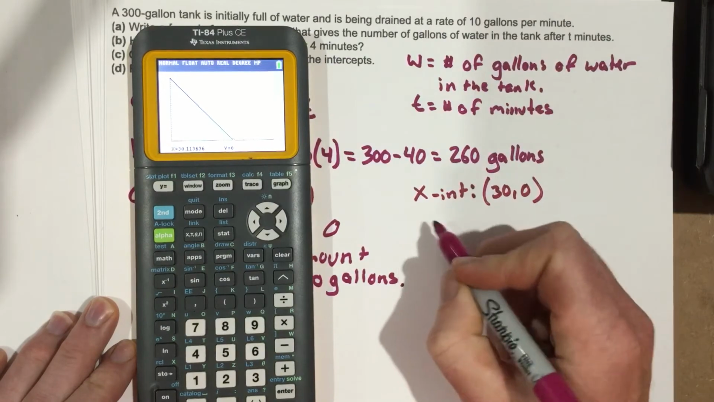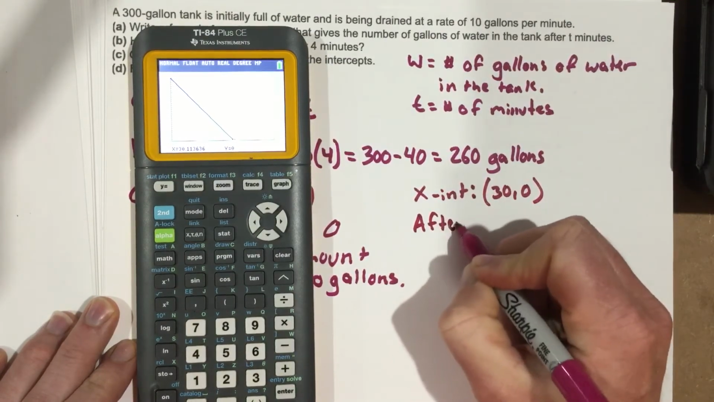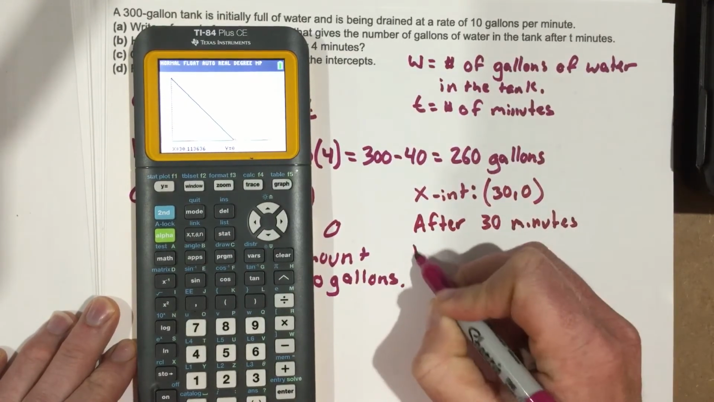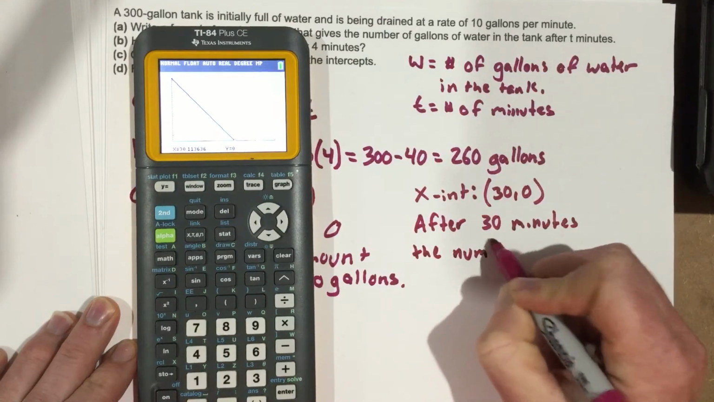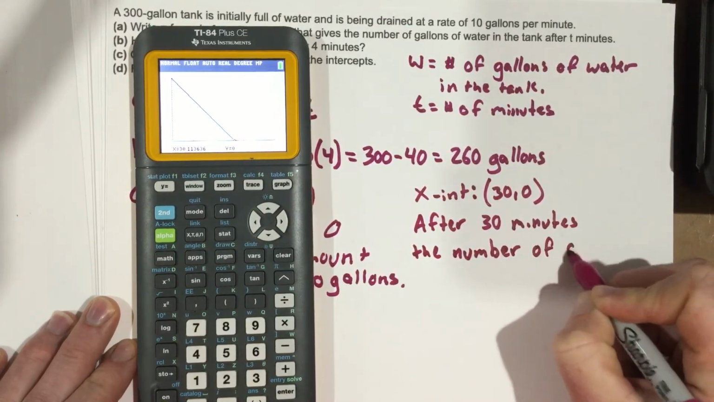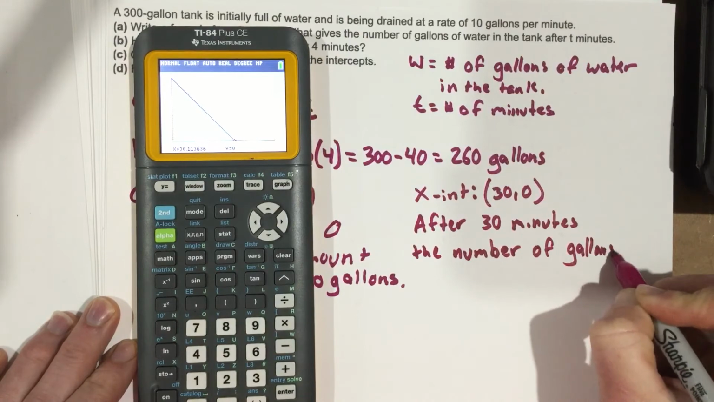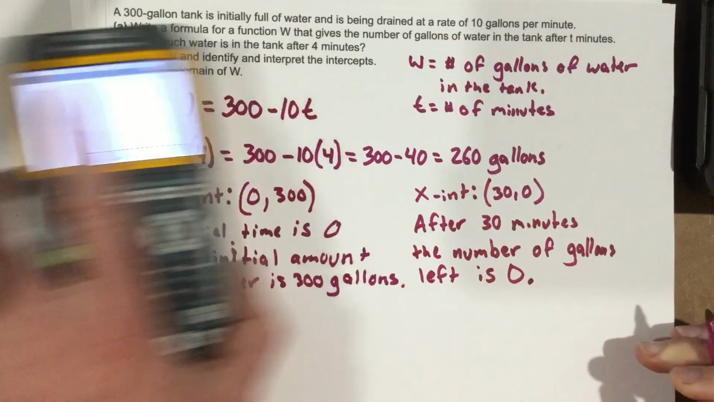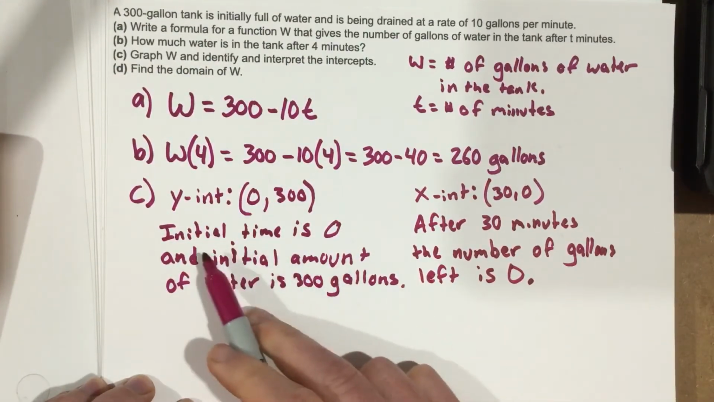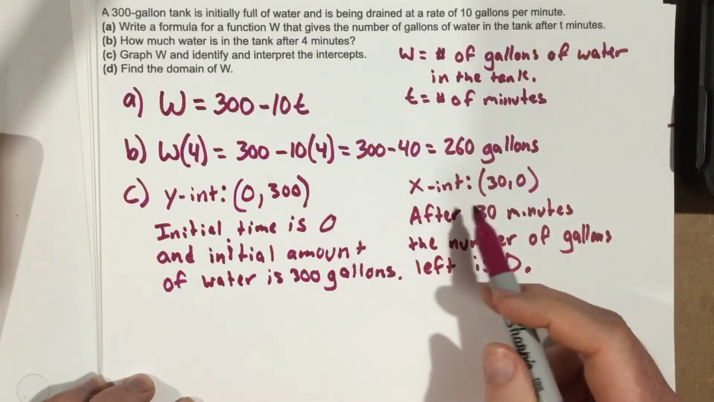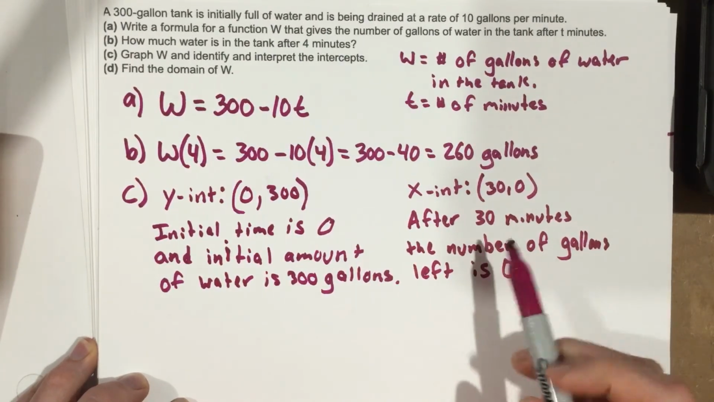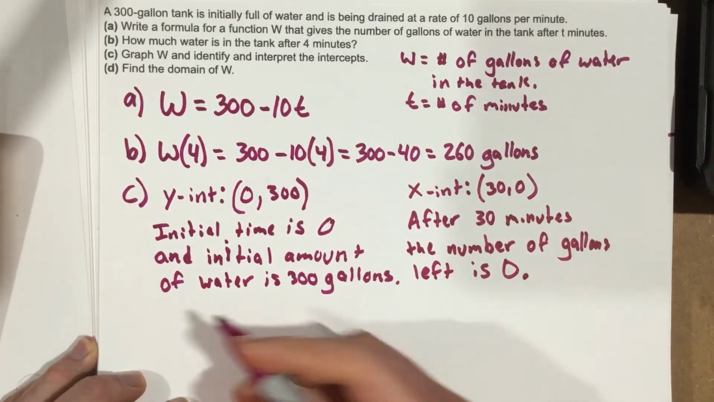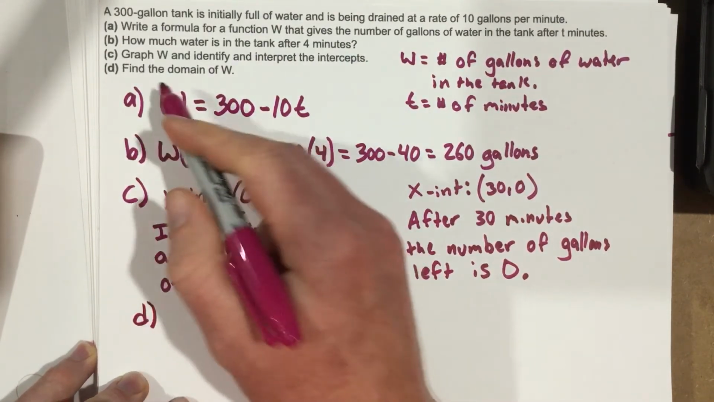So what does this mean? After 30 minutes, the number of gallons left is 0. So the y-intercept simply states our initial time and our initial amount of water. Our x-intercept stands for the ending amount of water, which is 0, and the amount of time that takes. So that's part C.